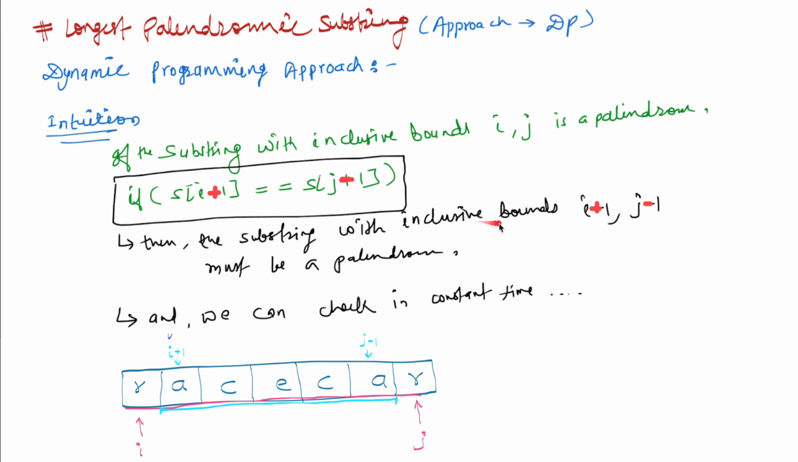As well, if we shrink from i to i plus 1 and from j to j minus 1, shrinking one character at a time, that inner substring must also be a palindrome. So we can check each character pair, as we did for i and j and for i plus 1 to j minus 1, and similarly check all the characters in constant time. Can we say that? Yes.